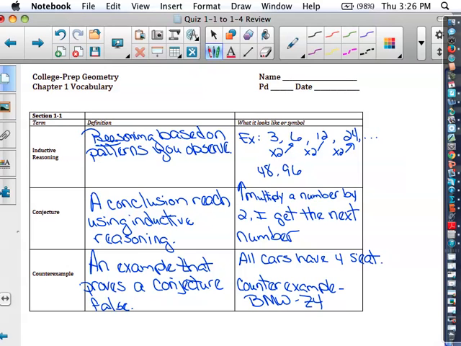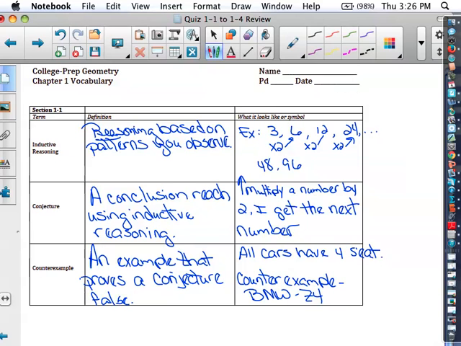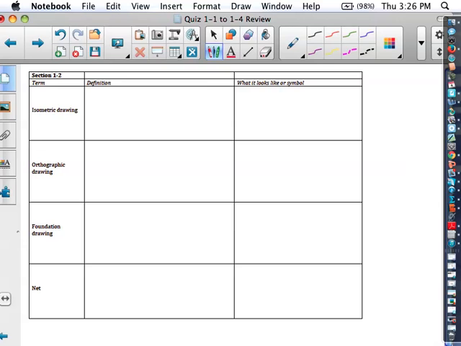Remember, these definitions will be matching, so it's important that you have an understanding of the definition. Remember, in section 1-2, the only definition we're going to focus on is the definition of a net. A net is a two-dimensional figure that is folded to create a three-dimensional solid.